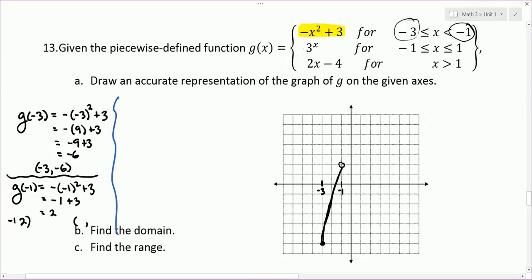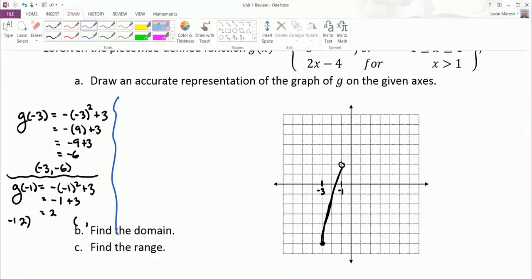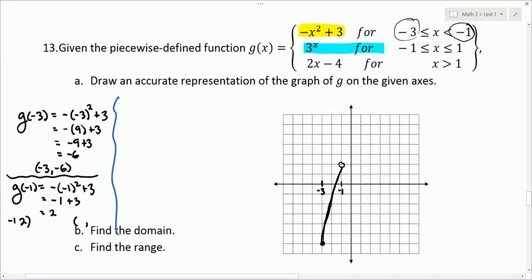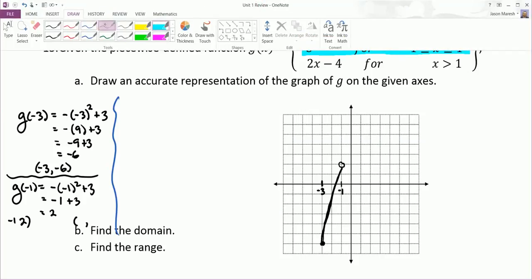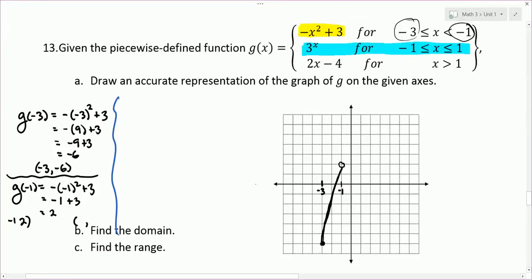So g of x equals 3 to the x only for, again, a little piece. First start by thinking, what do we know about 3 to the power of x? It's exponential. It's a parent graph. It's got a horizontal asymptote.